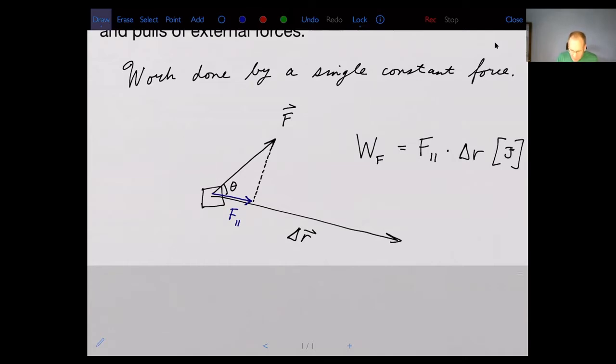Okay, but we know by looking at that diagram that to get that parallel component, it's simply going to be the magnitude of the force times cosine of that angle theta, right? So another way of writing this, I can say that the work done by that force F is equal to the magnitude of F times delta R first, and then times cosine of the angle theta. And again, it'll be in joules. This should be a J here.